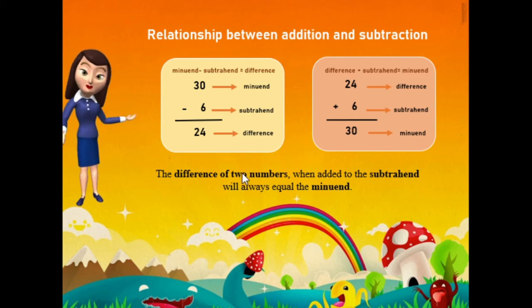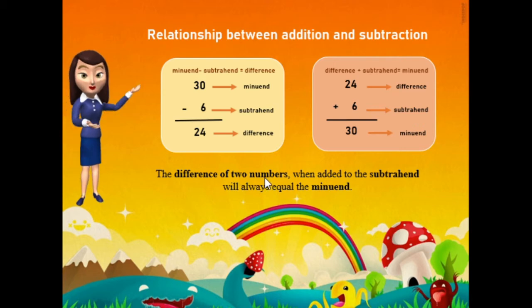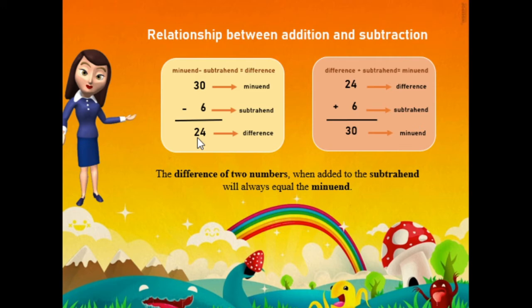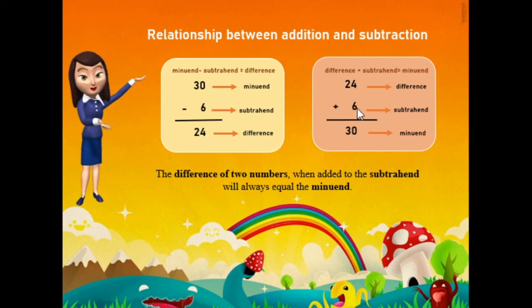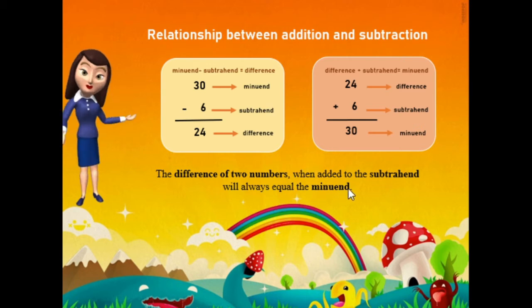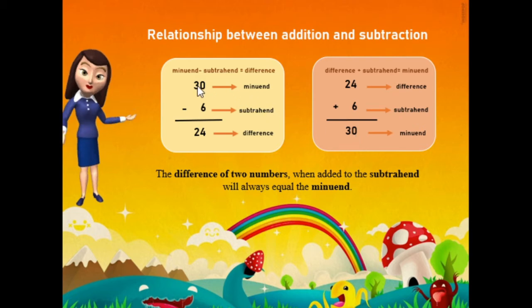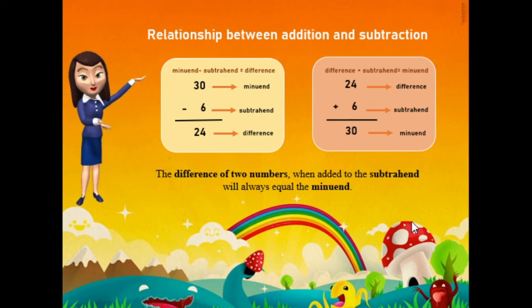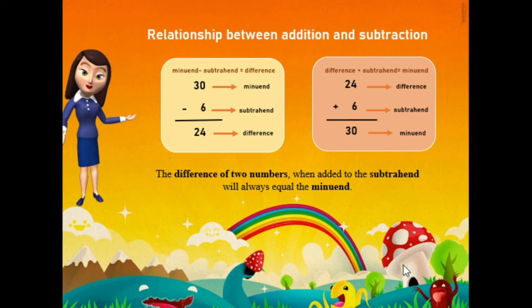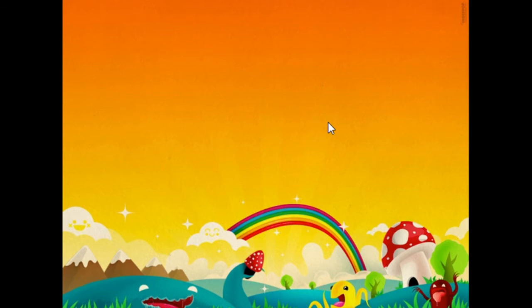The difference of two numbers, just like 24, if you add to subtrahend, in the example is 6, it will always equal the minuend. In this case, our minuend here is the same as this. Okay? That's how we see the relationship between addition and subtraction. And this will also help us to check if your answer is correct.